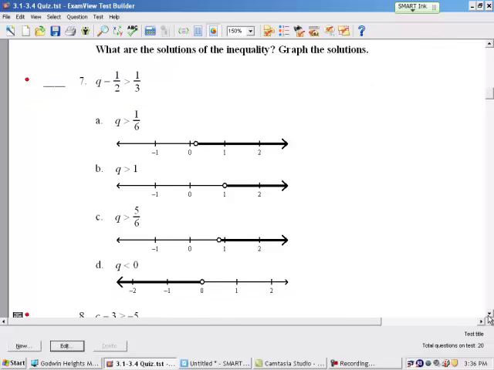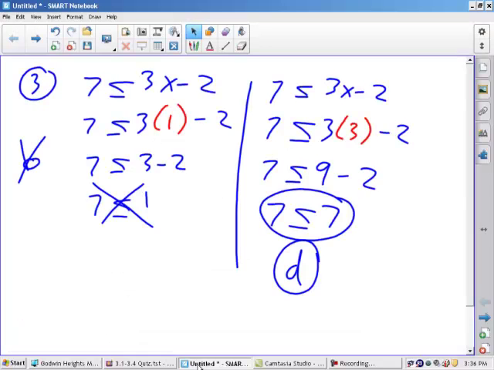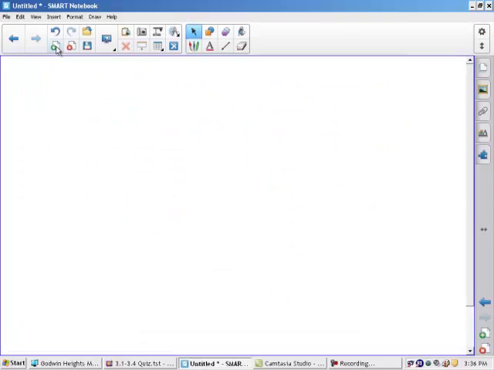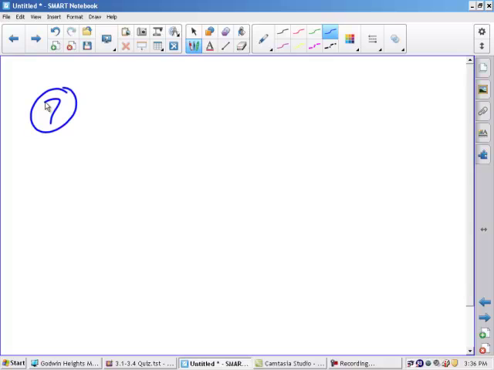Going on down to number 7. What are the solutions to this? Well, first of all, we're going to have to solve it. So on my other page, I'll do a new one. Number 7. First of all, I've got to solve this. So q minus 1/2 is greater than 1/3. My first step, I need to add a half to both sides.